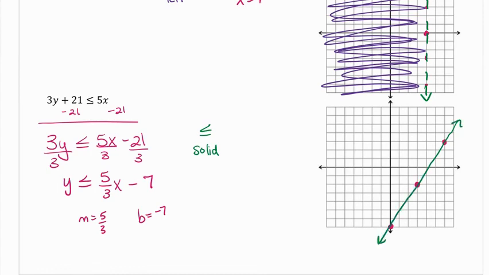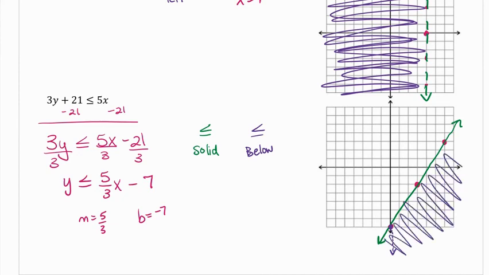And then we got to decide where to shade. Less than or equal to means I want to shade under or below the line. Okay, so I'm going to go to my y-intercept, which is way down here on the bottom, and I want to think below the line, right? Shade down. That means I want this side of our graph shaded in.